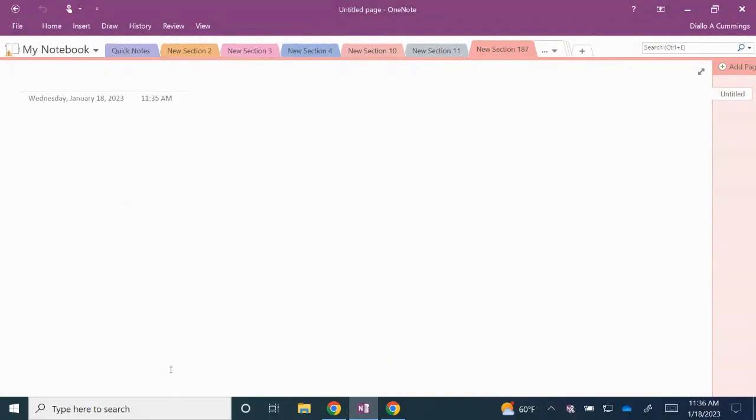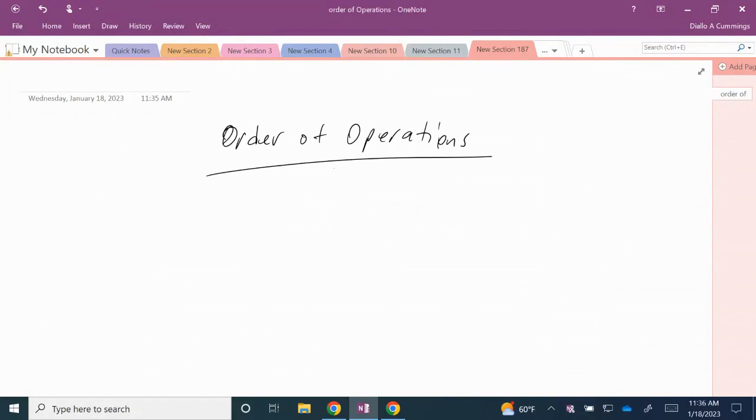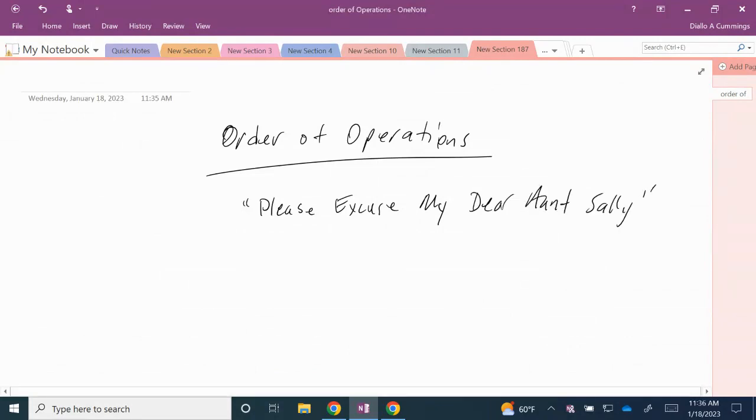We'll take a look at the order of operations, and the order of operations are as follows. You may have heard of this saying, "Please excuse my dear Aunt Sally." This is a mnemonic device, and we look at the first letters of each word: PEMDAS.